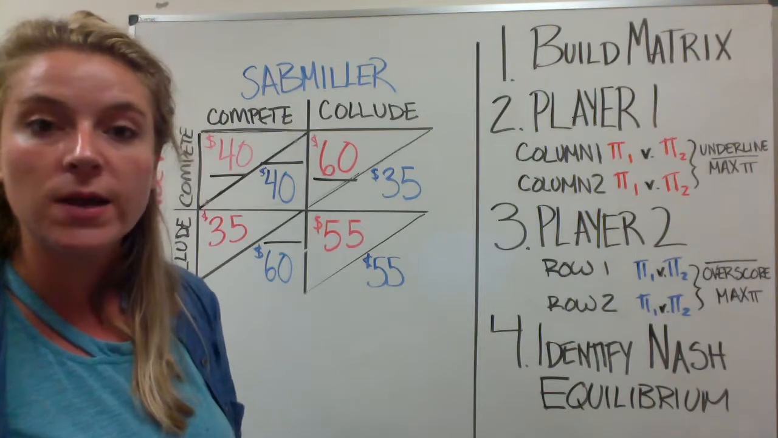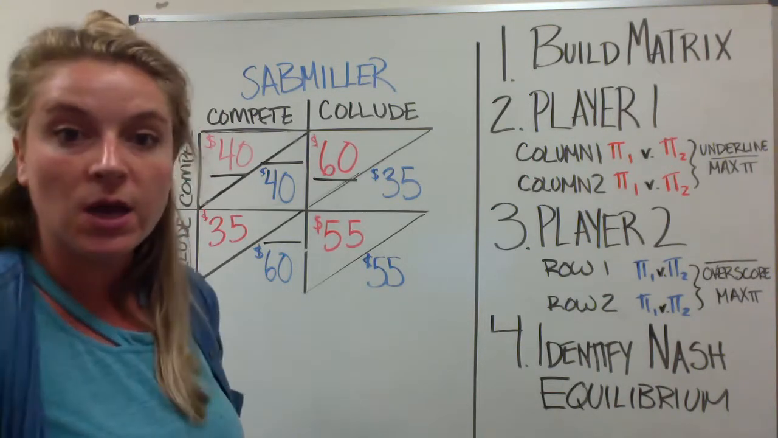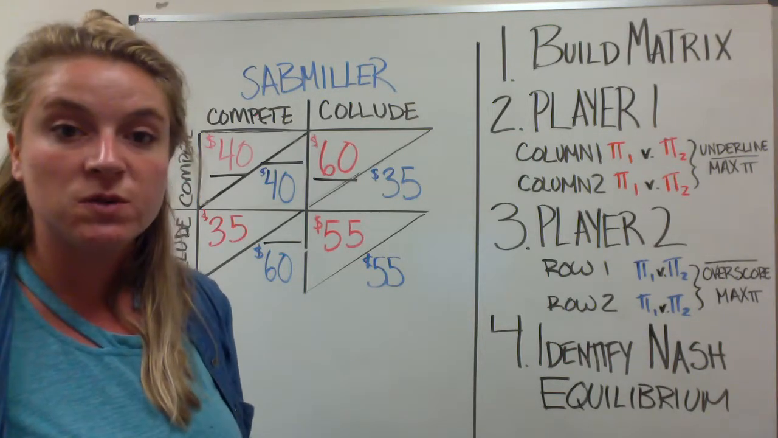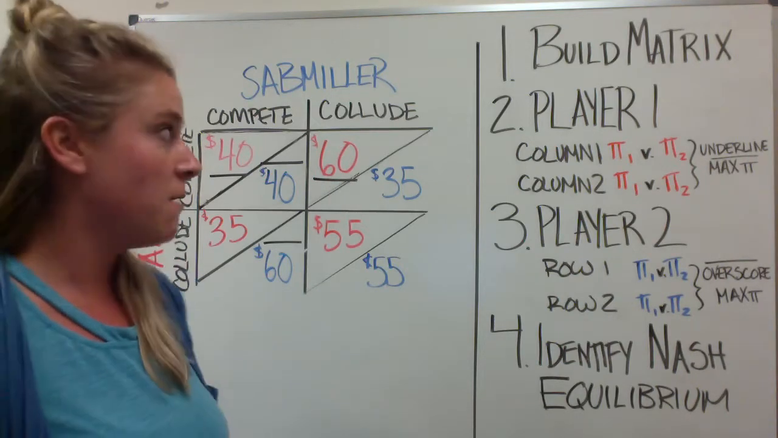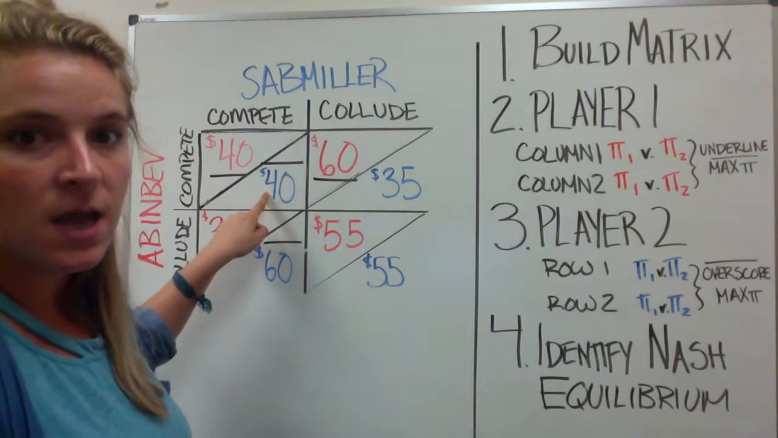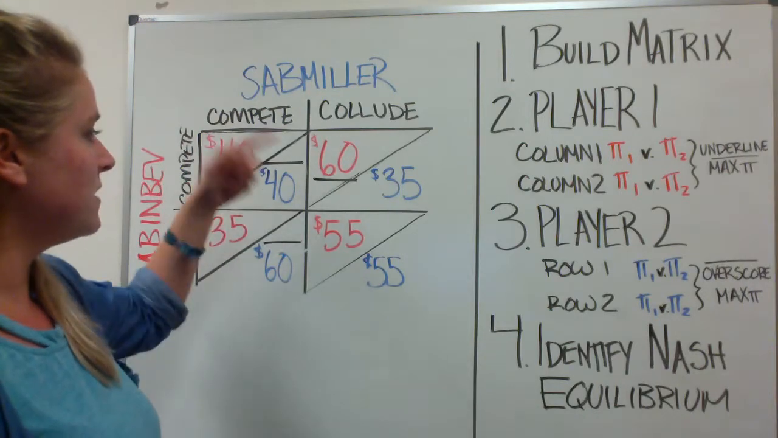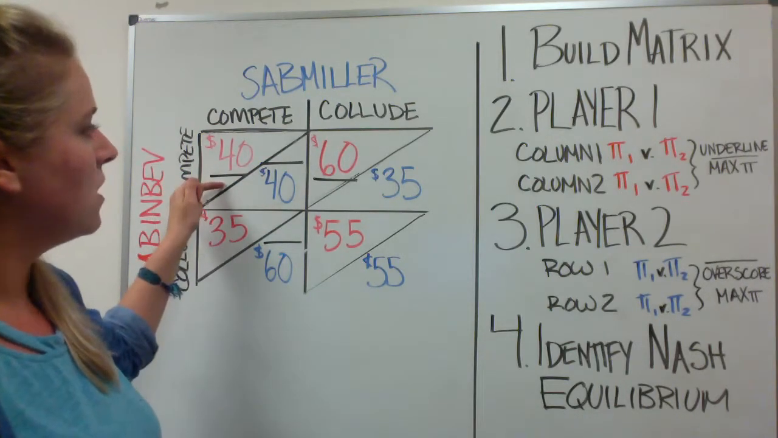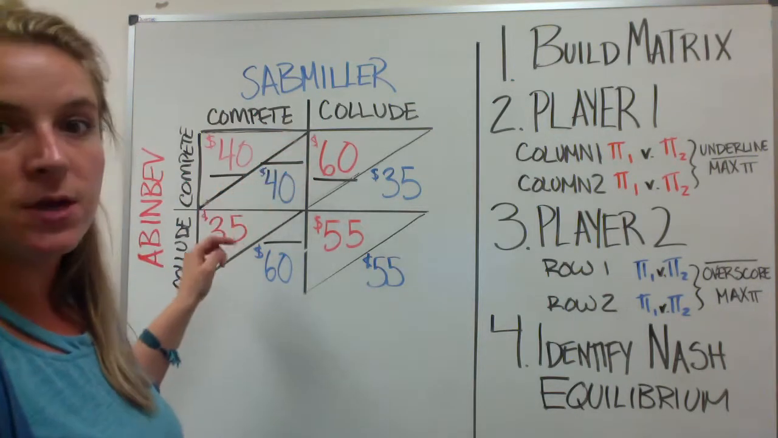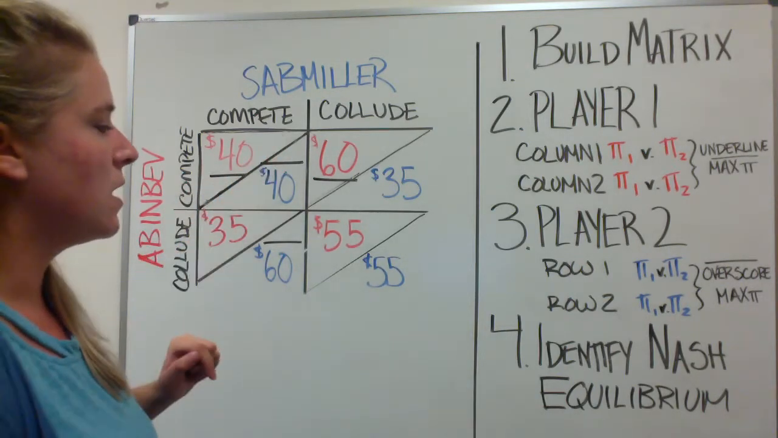And then step 4 is pretty straightforward because the definition of a Nash equilibrium is an equilibrium in which both players are choosing their best responses to the other's actions. And we can see that the only scenario in which both are choosing best responses is here at compete, compete. So with this nice little notation where you have the underline and the overscore, you clearly see the Nash equilibrium wherever there is an underline and an overscore.